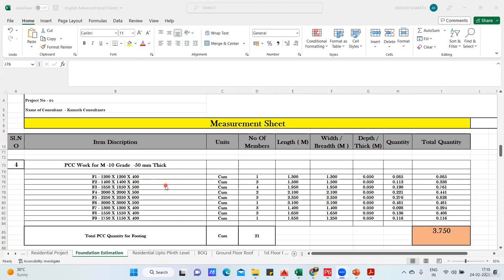So in this lecture we'll see how to prepare the BOQ for the PCC work. For the PCC I had written it is M10 grade of concrete, and I've taken the thickness of the PCC as 50 mm and the offset was also taken as 50 mm. I hope you have done according to this. In case you have taken 75 mm also it's okay, doesn't matter. But in the drawing it was 50, so I've taken 50. Total PCC quantity should come out to be 3.750 cubic meter. Okay, good, done. Now I'll go to the BOQ part.